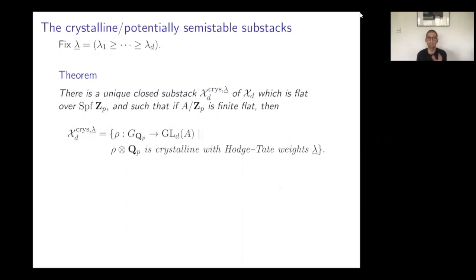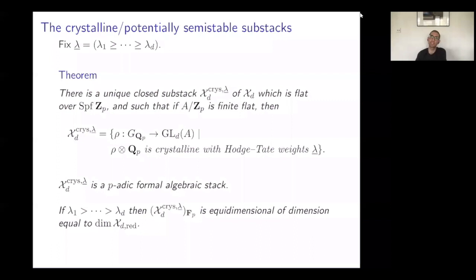Okay, so we get the substack. This is something closed. That's the key point. And this thing is actually p-adic. So the topology on this thing is the p-adic topology. And that means that the special fiber is actually an algebraic stack, not something formal. All its directions are algebraic. And you can compute the dimension. The dimension is basically the dimension of the flag variety corresponding to these weights. And in particular, if you're in the so-called regular case where the weights are strictly decreasing, they're all distinct, then it turns out that this special fiber down here is equidimensional of exactly the same dimension as the underlying reduced stack of our whole moduli stack.